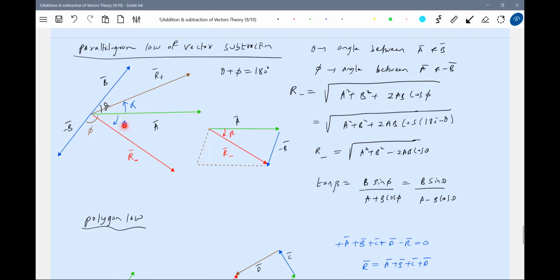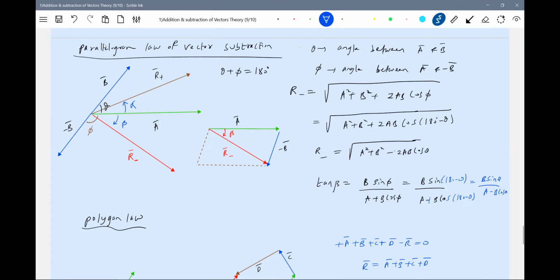Then what about this beta? Beta is b sine phi by a plus b cos phi. Sine of 180 minus theta, where phi is 180 minus theta. I'll write one step: b sine theta by a minus b cos theta.